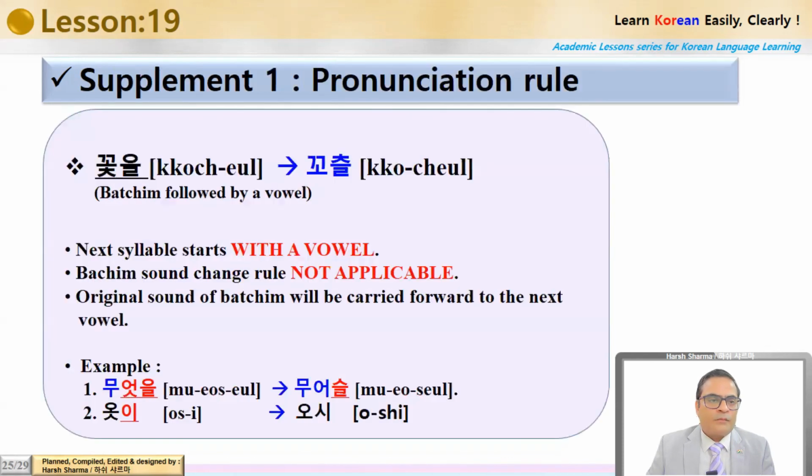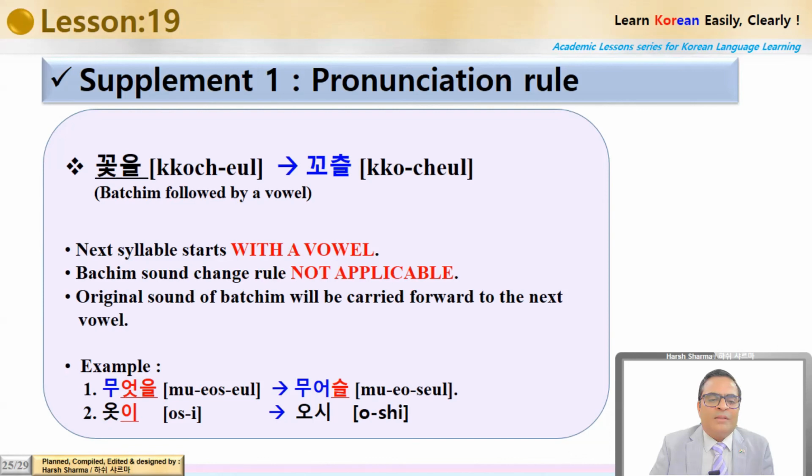네. Now there is a pronunciation rule. You can see. Example, if you see the word 꽃, how will it be pronounced? Pronunciation will be kochal. 꽃을 will be pronounced as kochal. Kochal. Please repeat with me. Say kochal. Well done. This is the rule.